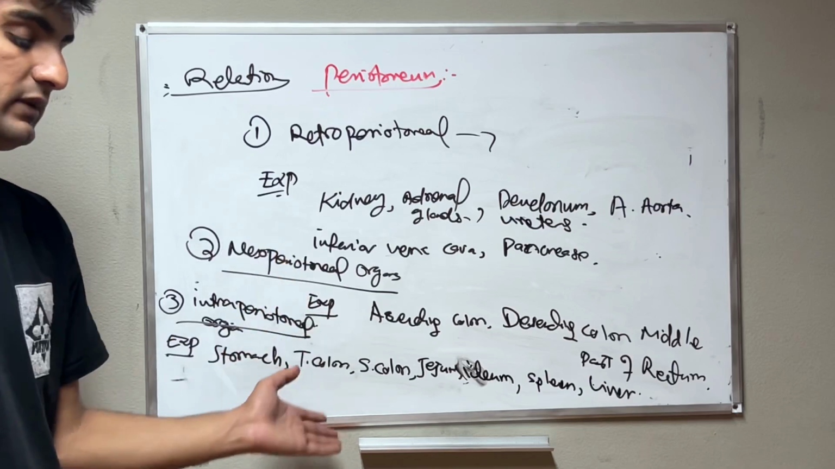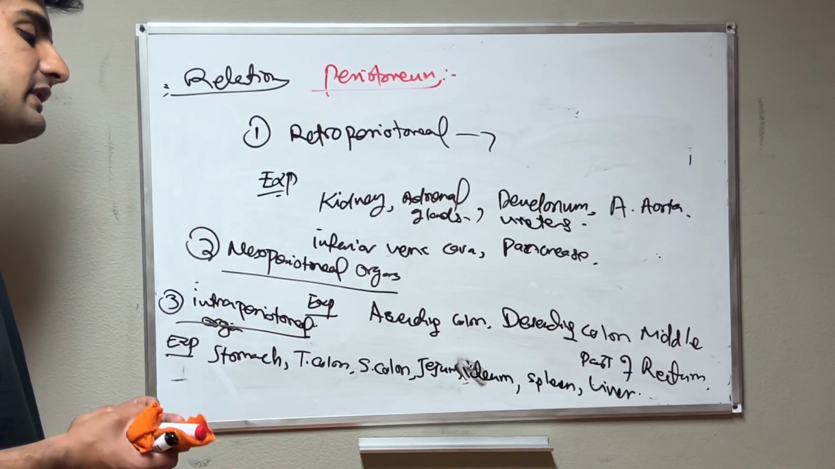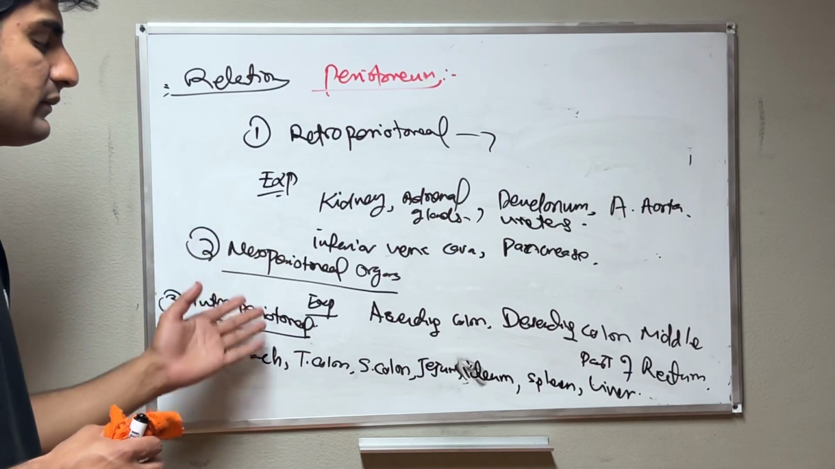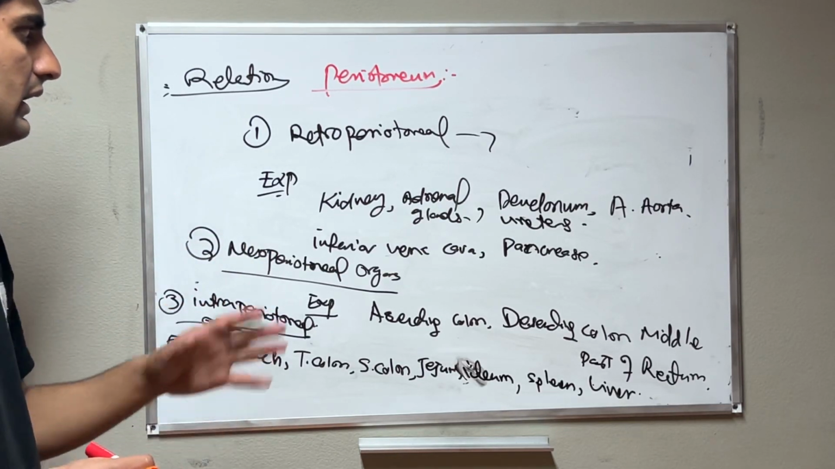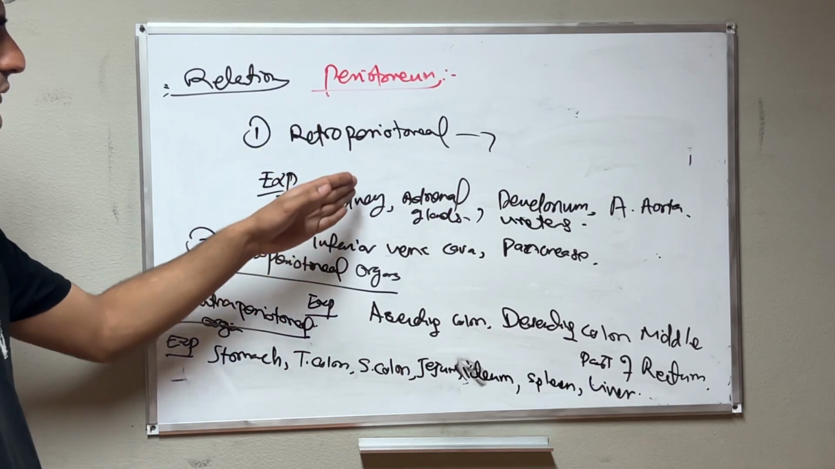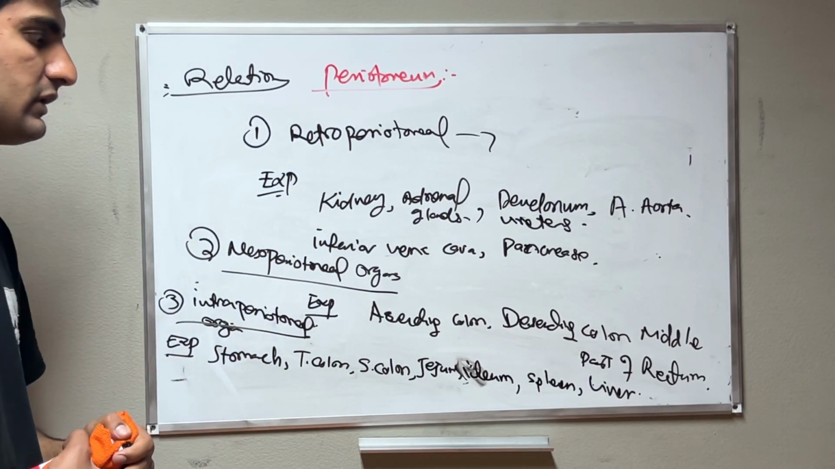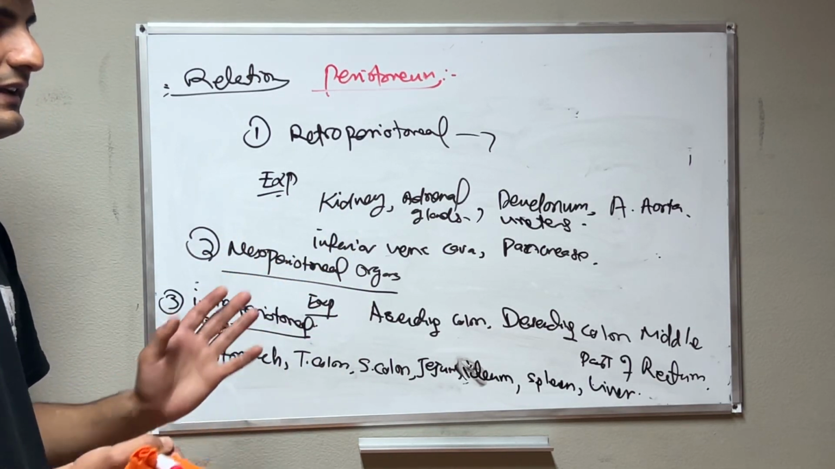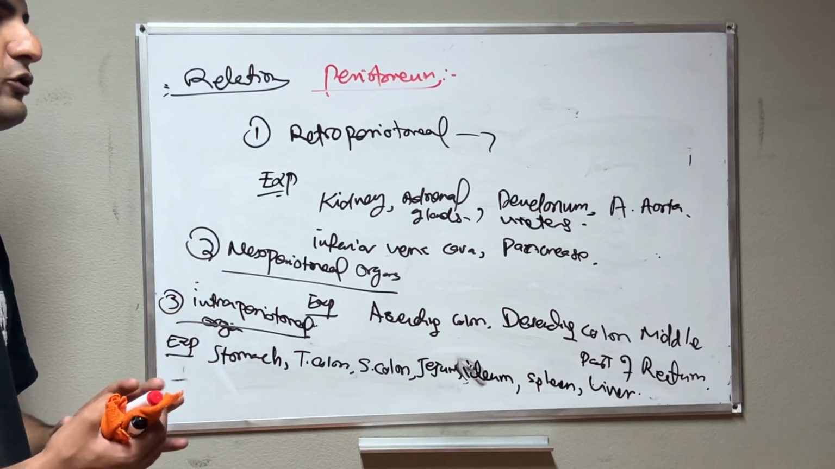This is the peritoneum, which has two types: visceral and parietal peritoneum. Parietal is lining the abdominal walls, and visceral means covering the organs. And then, for organs, the peritoneum has three relations: retroperitoneal, mesoperitoneal, and intraperitoneal. I already gave you examples. This is a short concept about the peritoneum's relation with organs.